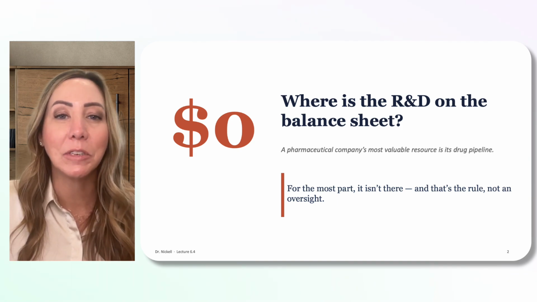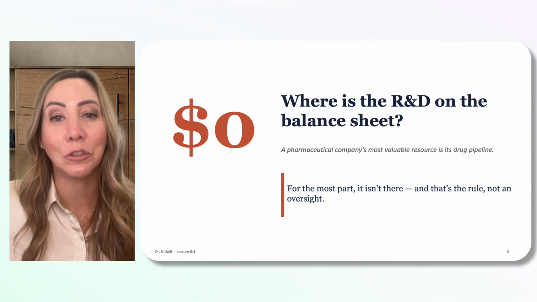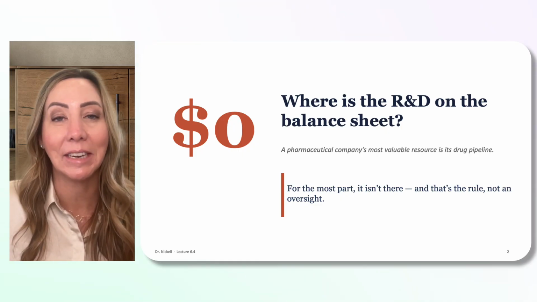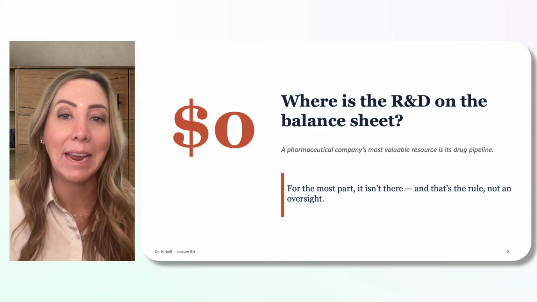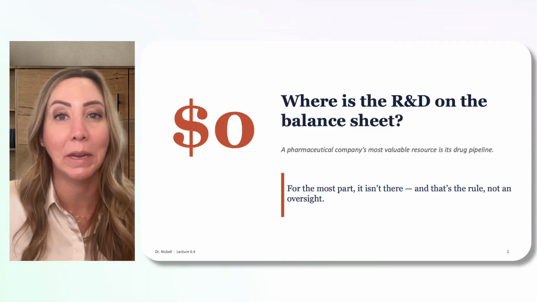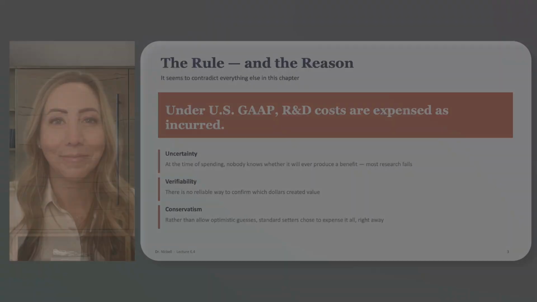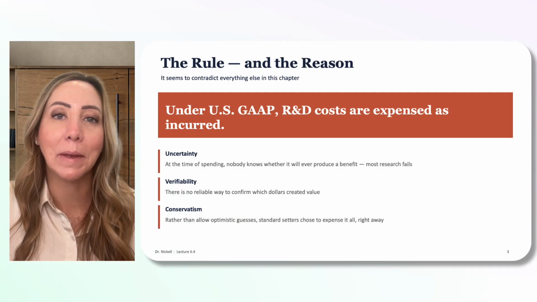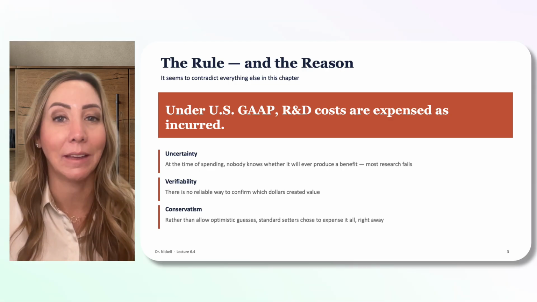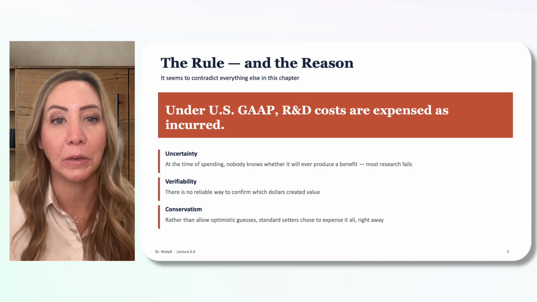And at first, it seems to contradict everything we've done this week. We just spent 3 lectures capitalizing every cost necessary to get an asset ready for use: freight, installation, even interest. Research and development is spending aimed entirely at creating future benefits. Isn't that the very definition of a long-term asset? But here's the rule under US GAAP. Research and development costs are expensed as incurred immediately. No asset, no capitalization, no spreading over future periods.